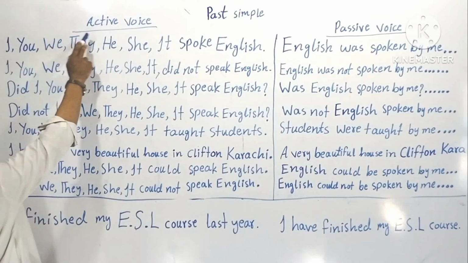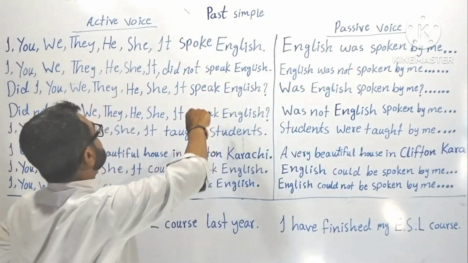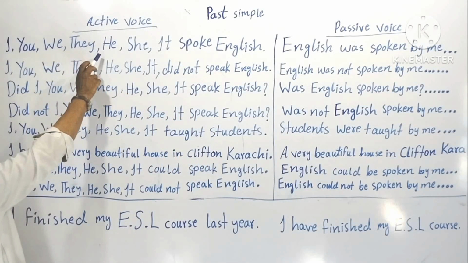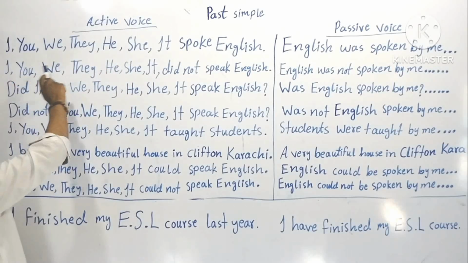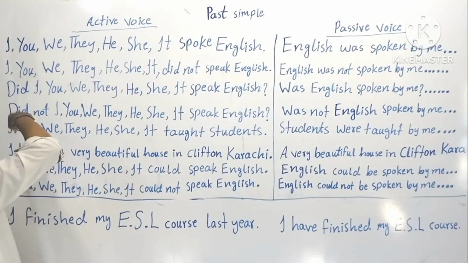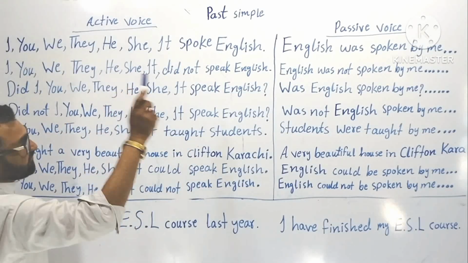Now you see here, these are active voices, these are passive voices. Understood? But here I have written I, you, we, they, he, she, it. These are subjects together. Why? Because in another way, it takes a lot of place, a lot of energy.